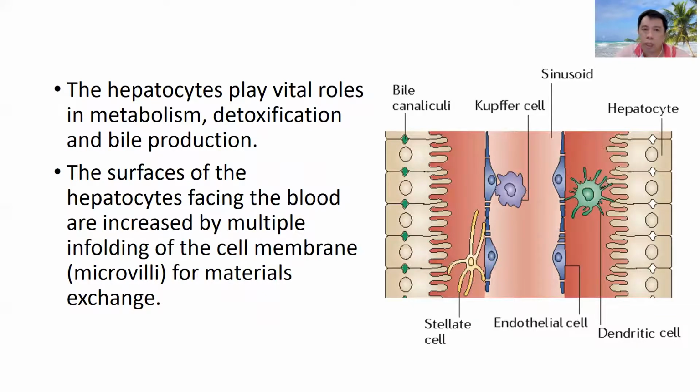The surfaces of the hepatocytes facing the blood, meaning facing the sinusoid, have microvilli. So here is a sinusoid and this is the hepatocyte. The membrane surface of the hepatocyte that faces the sinusoid has microvilli. When you see microvilli, that means they increase the total surface area for reabsorption or secretion. So this one we call materials exchange.